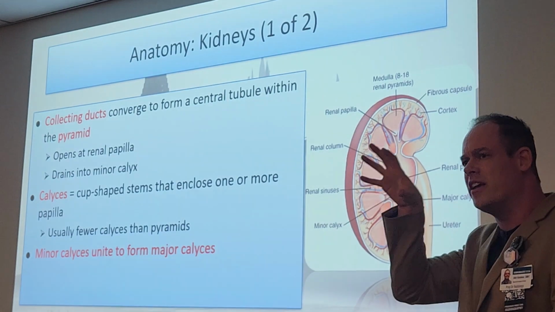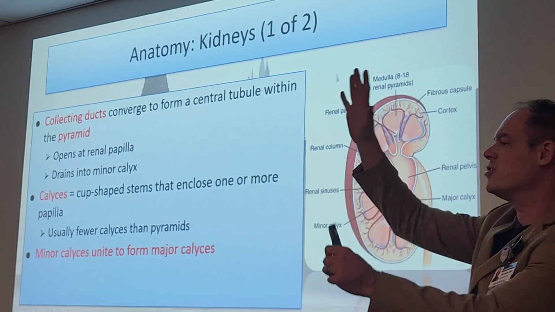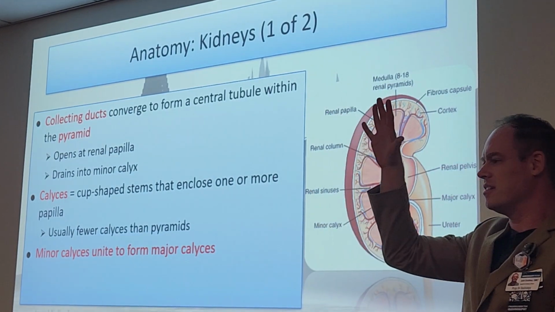They look like little fingers. I call them fingers instead of minor calyces, like a hand with fingers. Imagine the hand: the palm would be the major calyx, the fingers would be the minor calyces. That's kind of what it looks like.